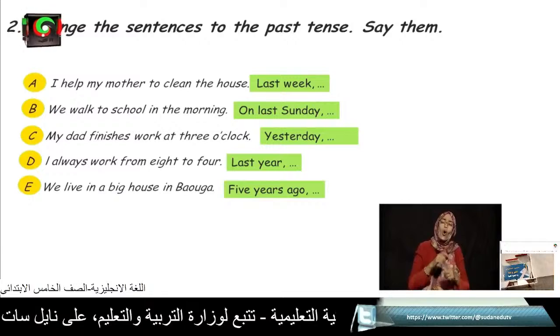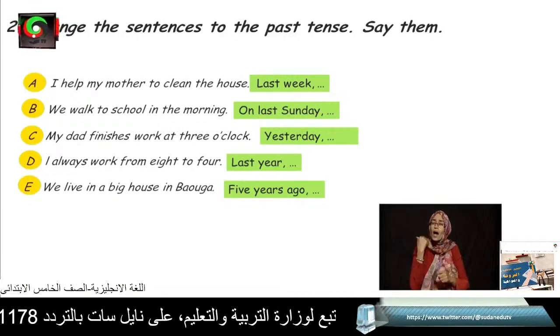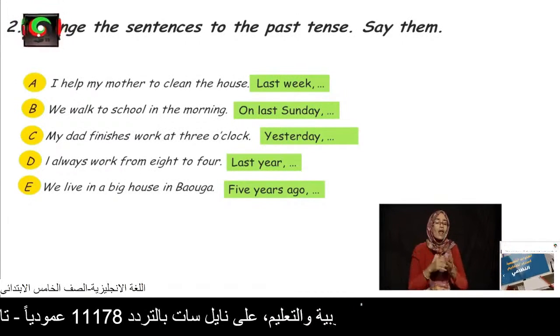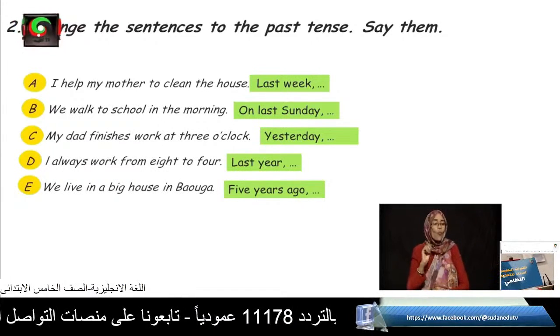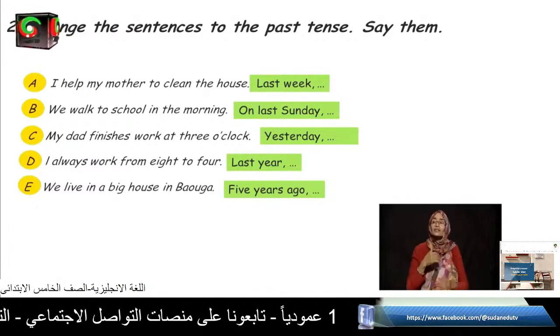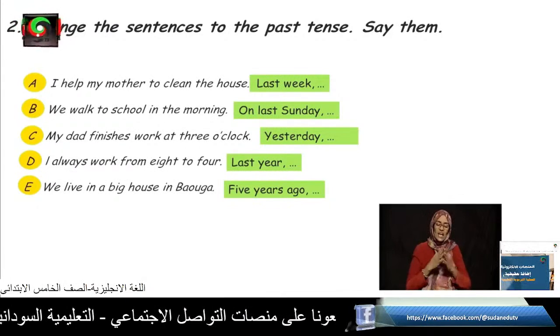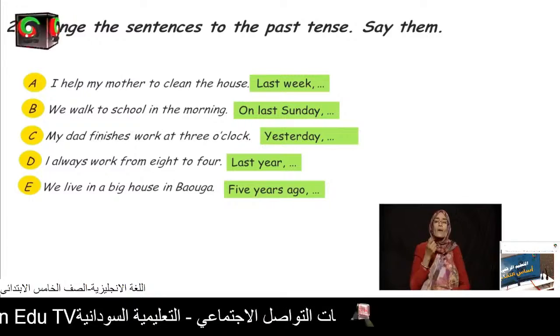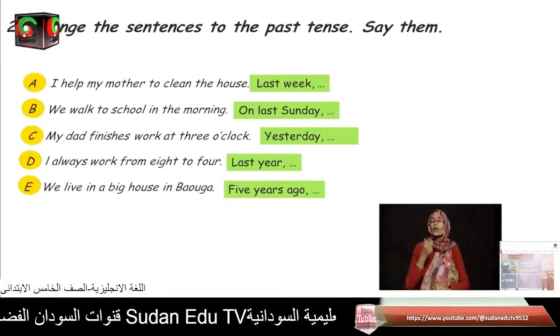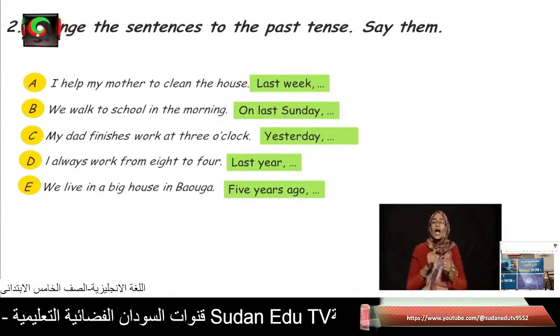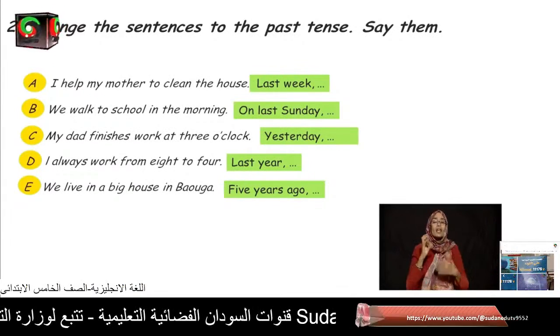D. I always work from 8 to 4. So we're going to start with last year, not this year. Last year, and we're going to change the verb work into the past form, which is worked. We live in a big house in Bauga. We start with 5 years ago. Before 5 years, we live where? We lived in a big house in Bauga.